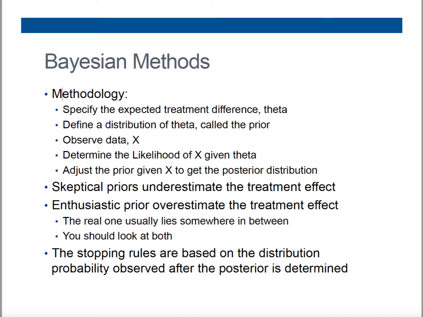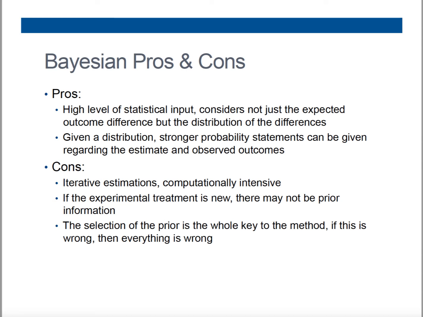So you can see that there's a lot that goes into a Bayesian method for stopping rules, and that is, of course, the pro and the con. It's a high level of statistical input. However, these are iterative estimations and they are computationally intensive. If the experimental treatment is new, you may not have a prior, and then, of course, if you poorly select your prior, then everything is going to be off.